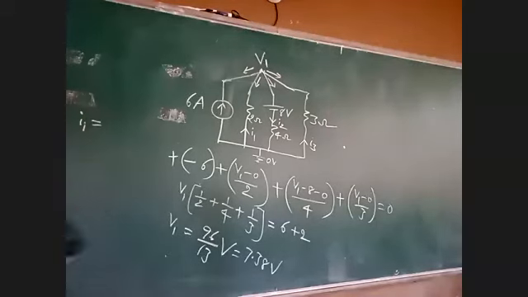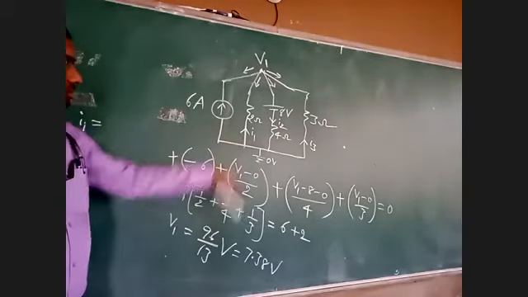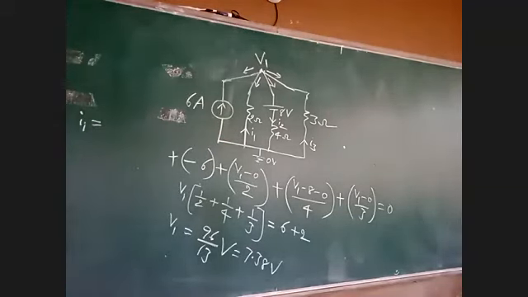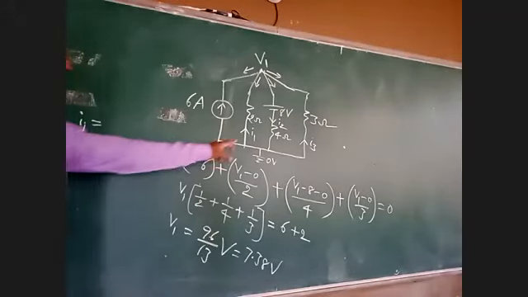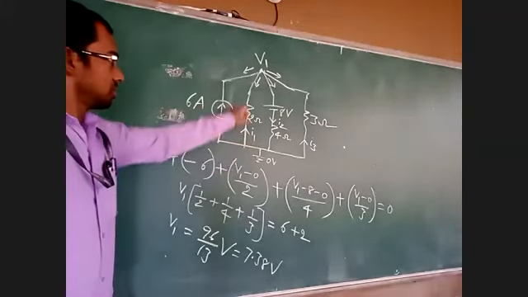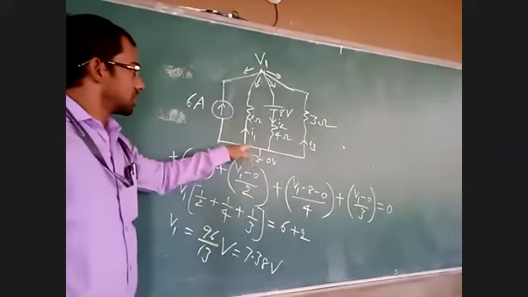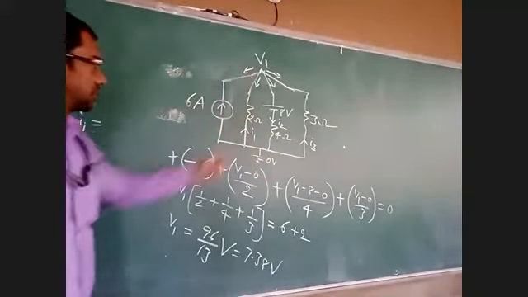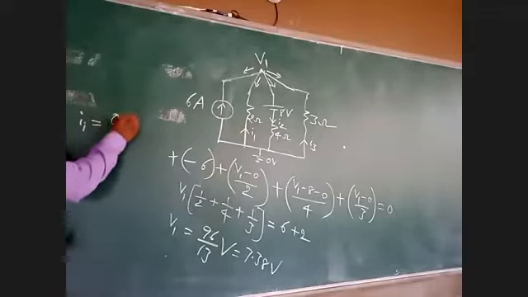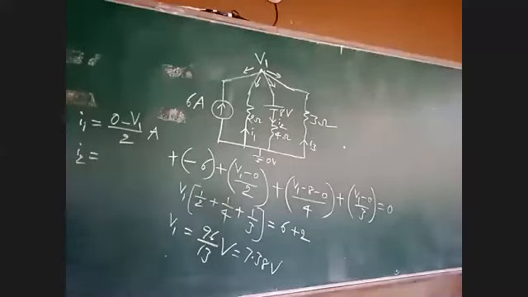I1 is equal to, what is I1? I1 is flowing from 0 to V1. 0 is a higher potential, V1 is a lower potential. 0 minus V1 by 2. Next, what is I2?